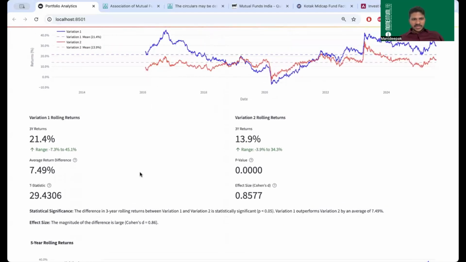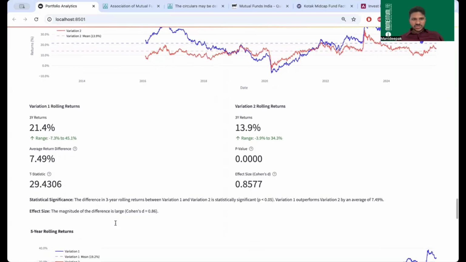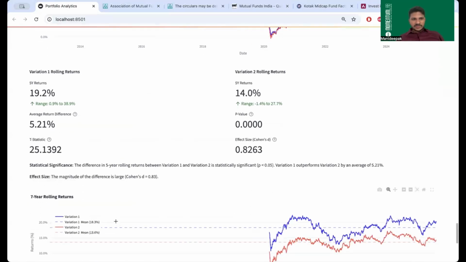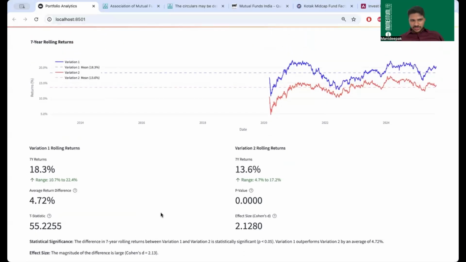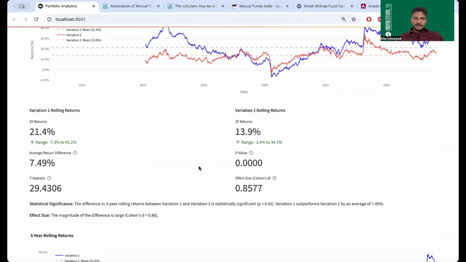So if you look at 3-year rolling return, the magnitude of difference is large. The 5-year rolling returns, the magnitude is still large. And the 7-year rolling return, the magnitude is still large. So again, the summary is that it's highly volatile. But for those people who have that risk appetite, I think this fund did better in terms of the returns.